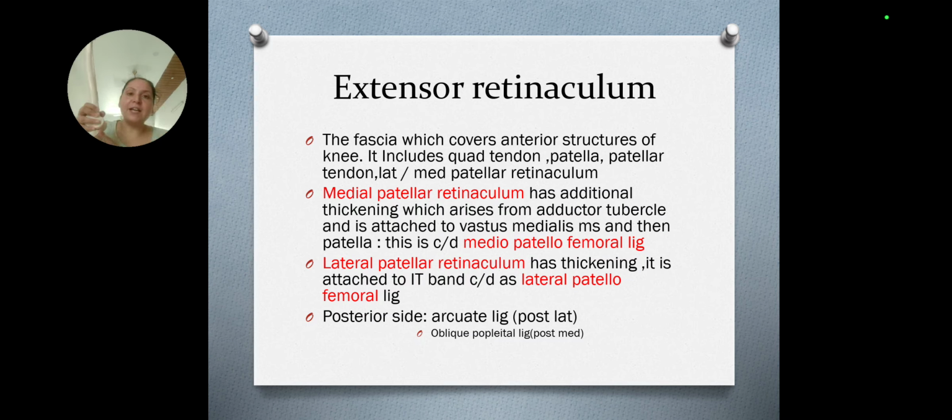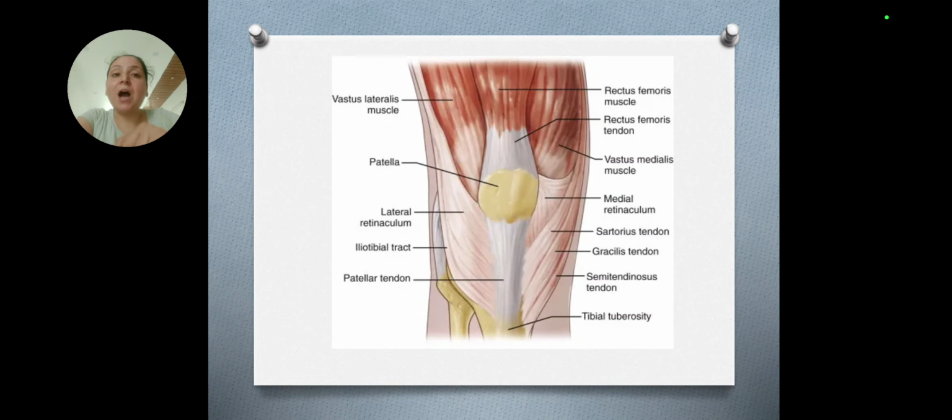The posterolateral side is supported, let me show you in this form, the posterior side. This is the lateral side now. The posterolateral side is supported by the arcuate ligament, and the posteromedial side is supported by the oblique popliteal ligament. Oblique popliteus is almost like an oblique muscle, and you can see the oblique popliteal ligament is supporting the posteromedial side. So that means there are 8 capsular ligaments, which are supported by the capsule and the extensor retinaculum, and it becomes a part of the extensor retinaculum.